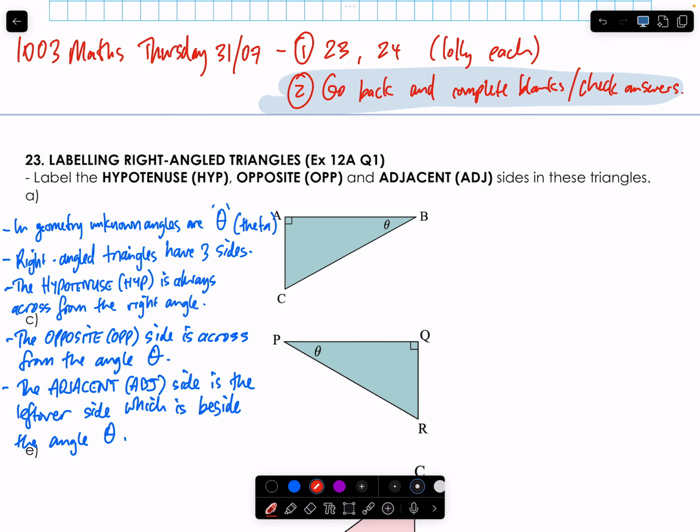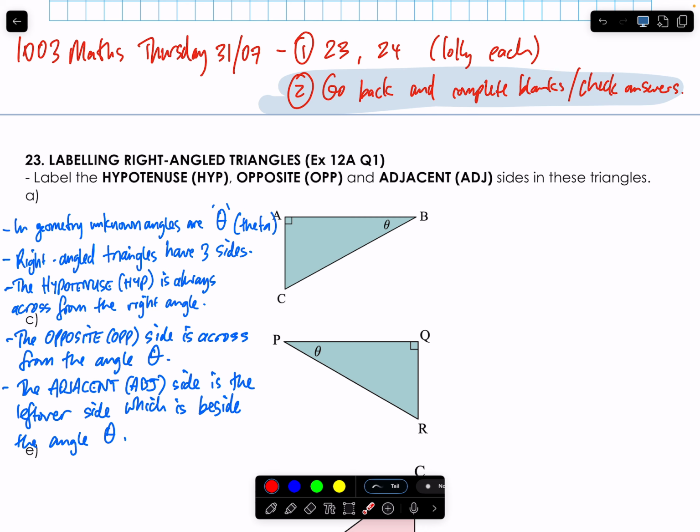First lesson, you need to be able to label right-angled triangles. So these are the notes that would apply today. In geometry, unknown angles are always called theta. So it's like an oval that's standing up with a line through it. So theta is what we use to identify unknown angles.